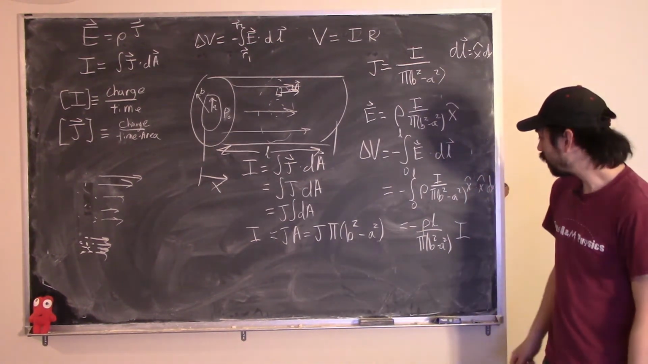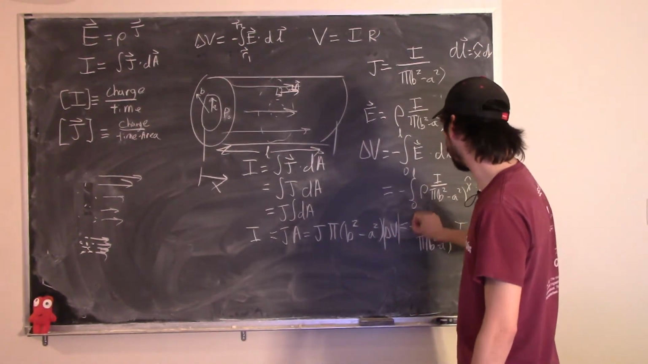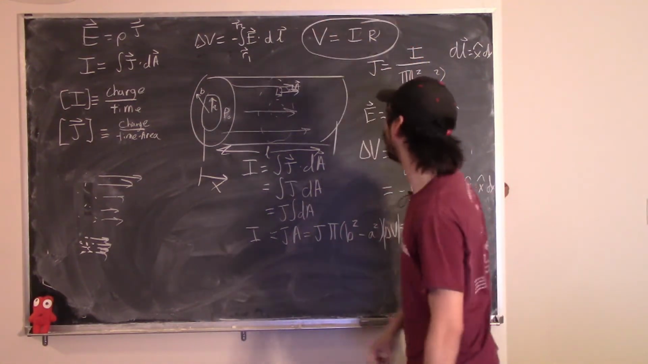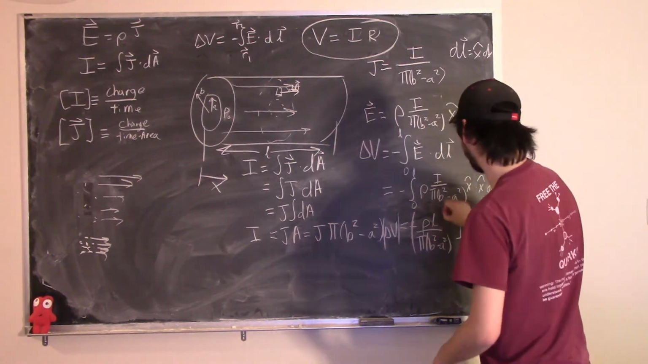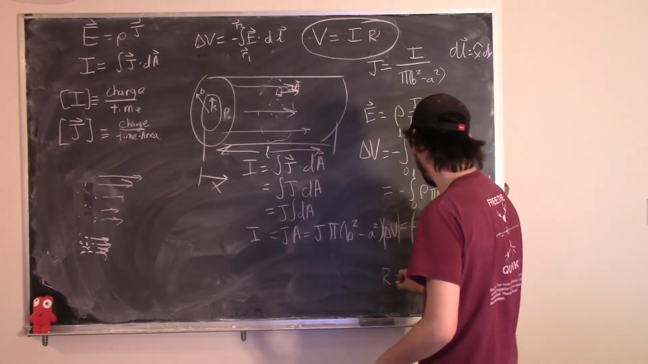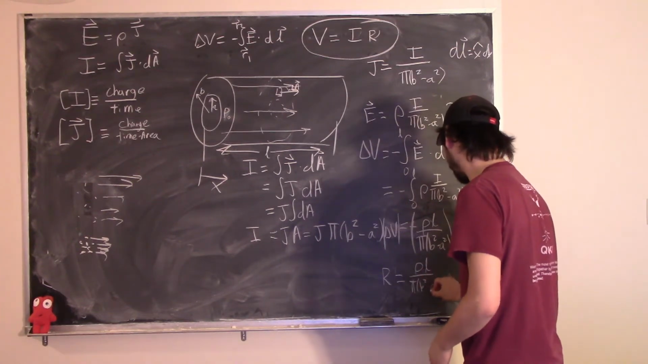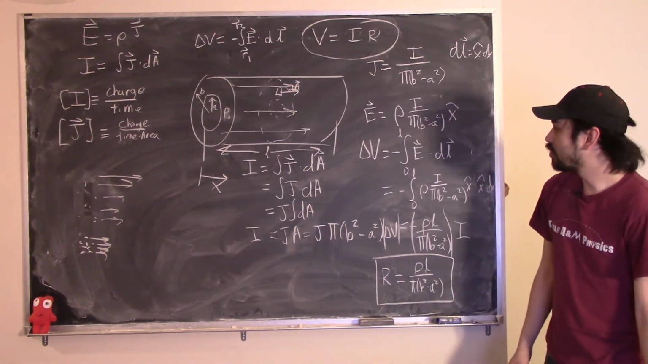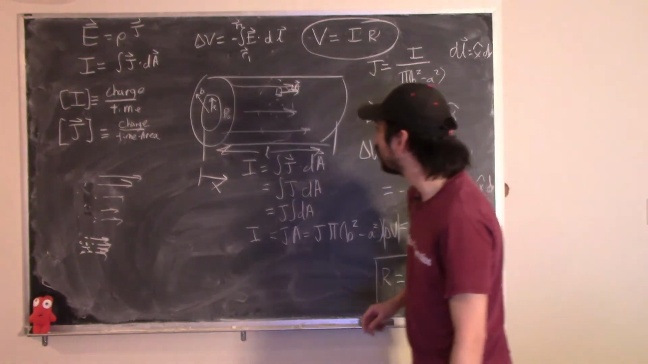Okay? So now we found what delta V is. If we want to take some magnitude of delta V, that's just going to make this plus. And then we can compare it to the macroscopic form of Ohm's law. So that's just to say that V is going to be equal to I times the resistance. And so this term right here is just the resistance that we have. So R is going to be equal to rho L divided by pi (b squared minus a squared). And that's it.